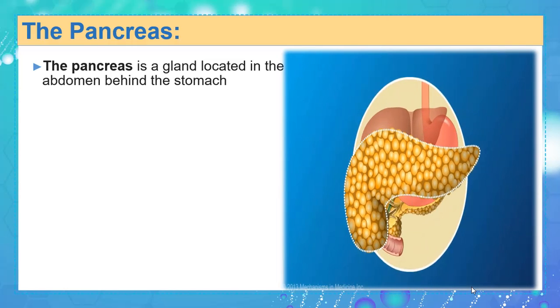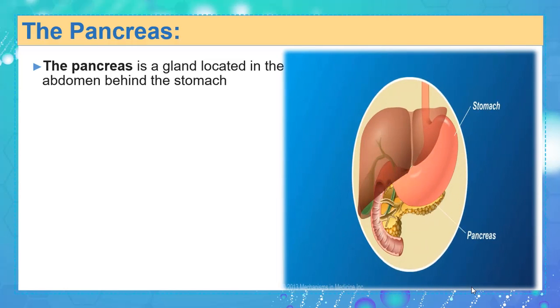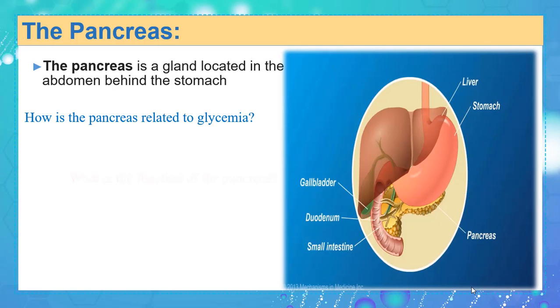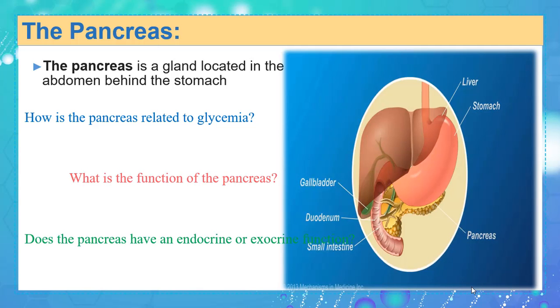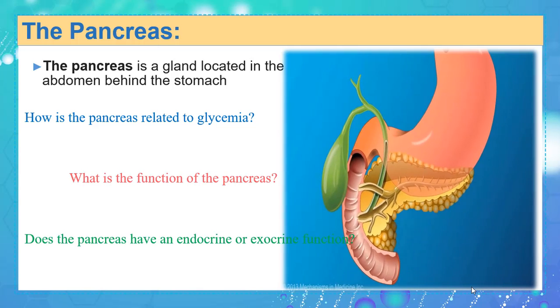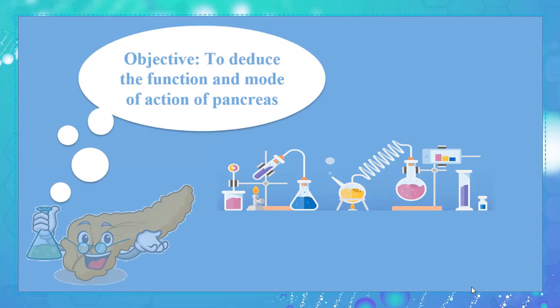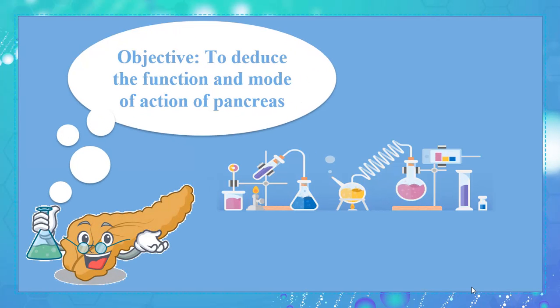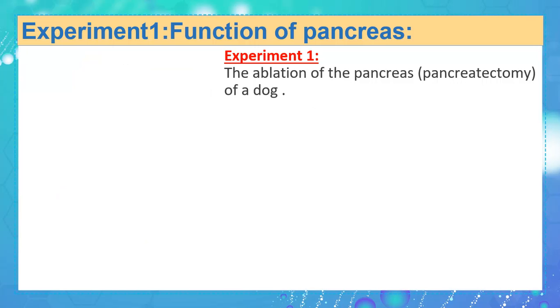The pancreas is a gland located in the abdomen behind the stomach. However, how is the pancreas related to glycemia? What is the function of the pancreas? And does the pancreas have an endocrine or an exocrine function? To answer these questions, we need to perform an experiment in order to deduce the function and the mode of action of the pancreas.